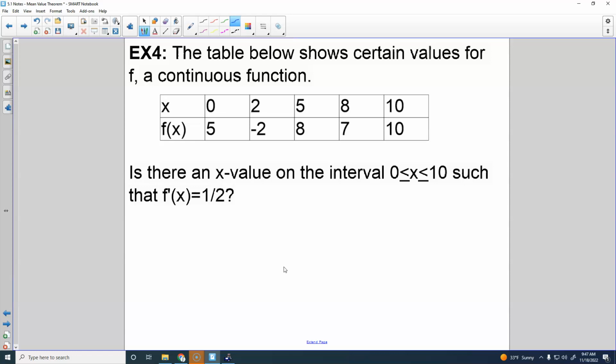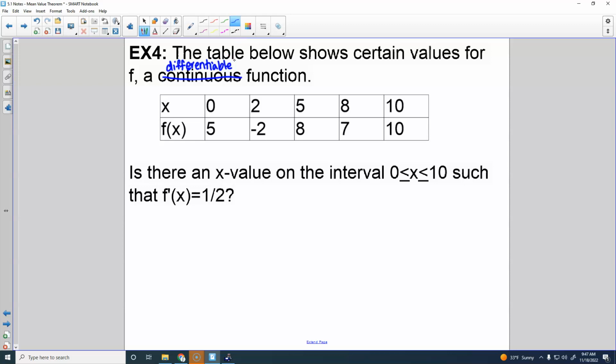What has to be true for the mean value theorem to apply? Continuous and differentiable. Do we know this is differentiable? No. So I've made a bad problem, is what I've done. Let's make that differentiable, because it has to be for us to do this problem.